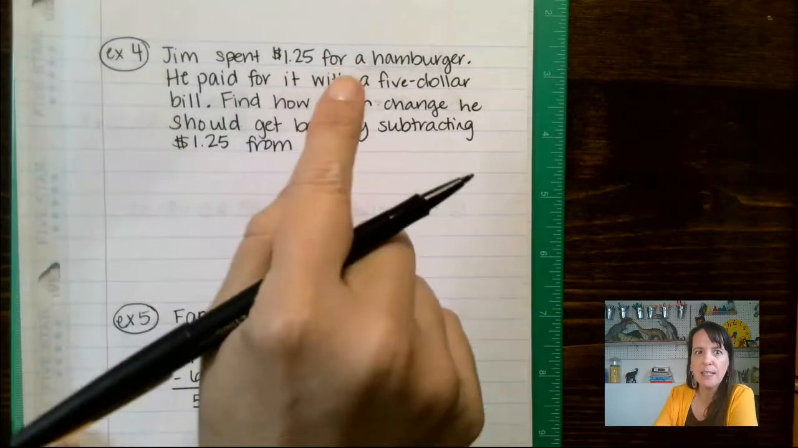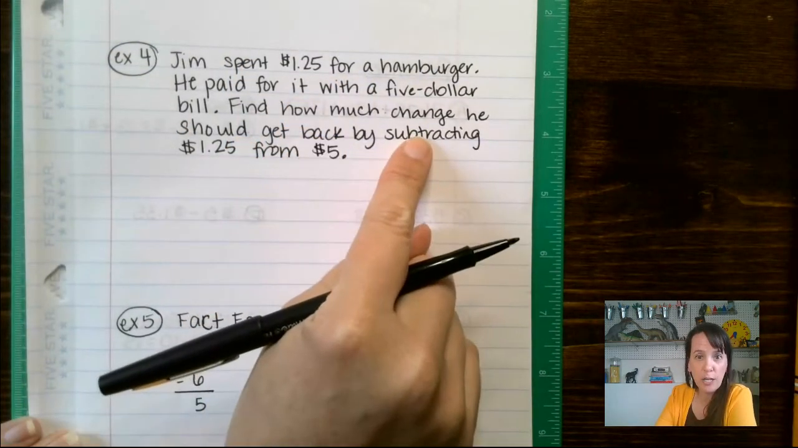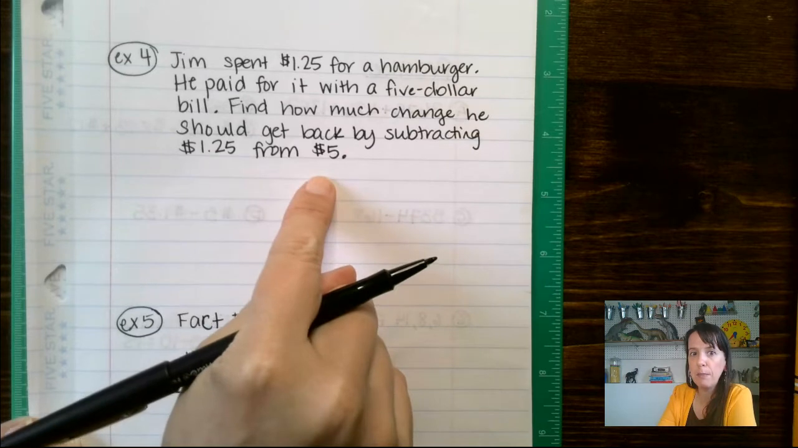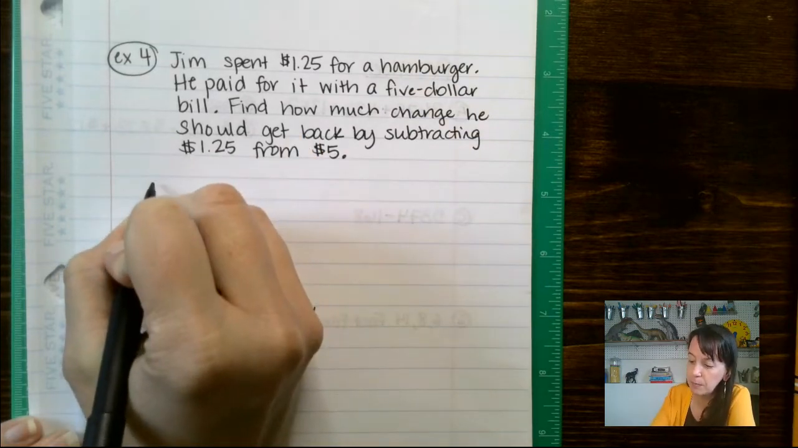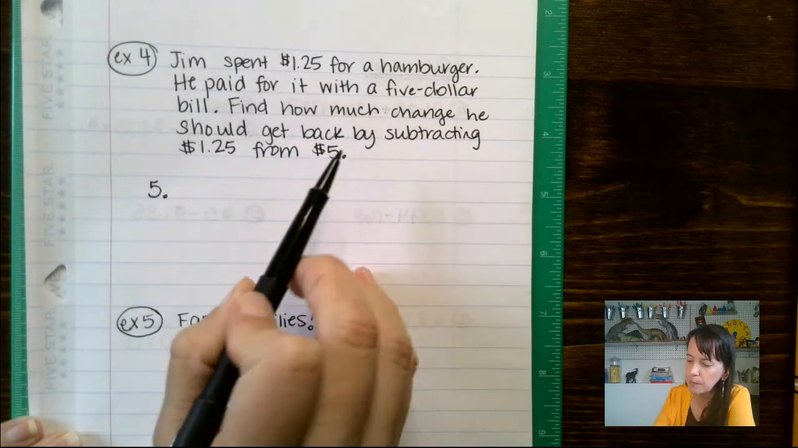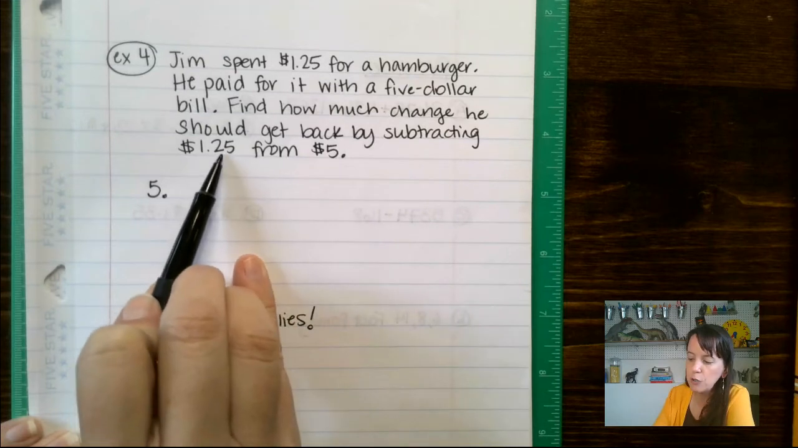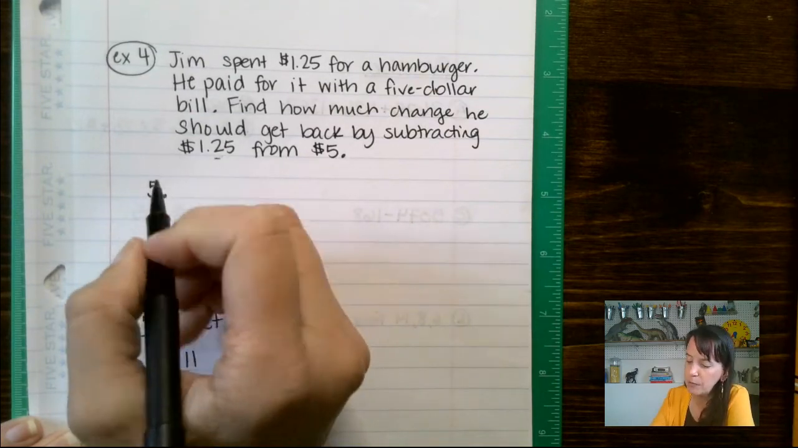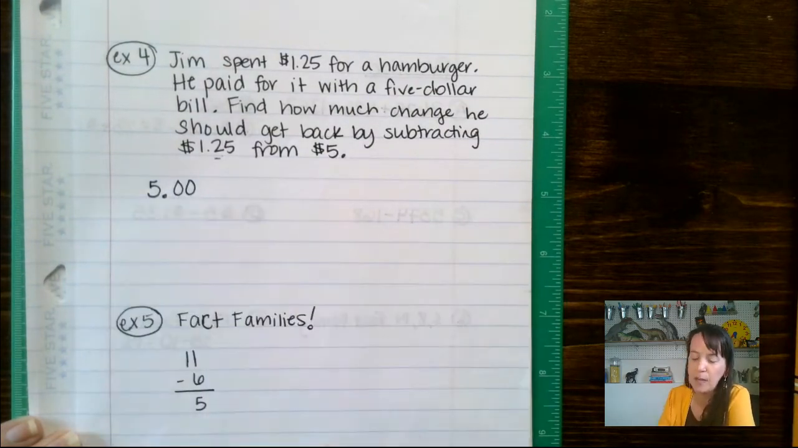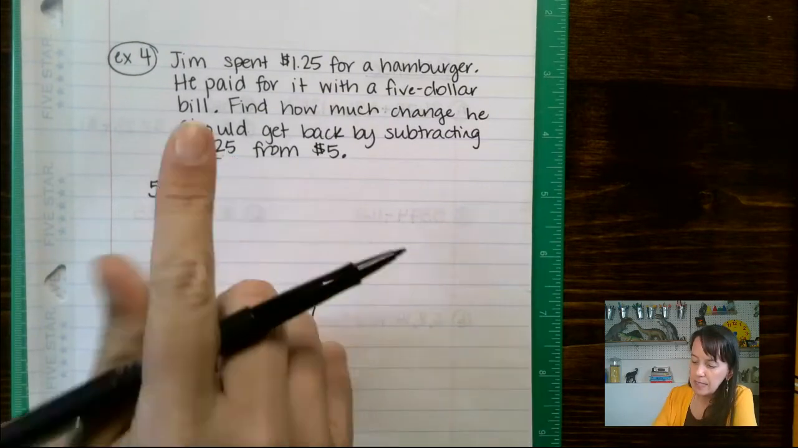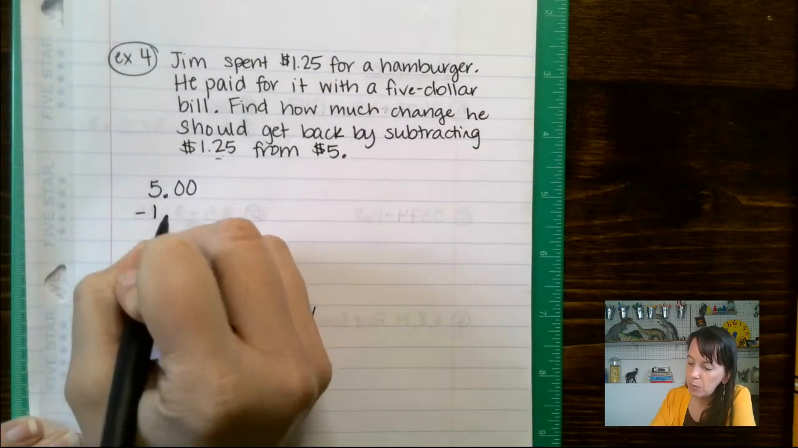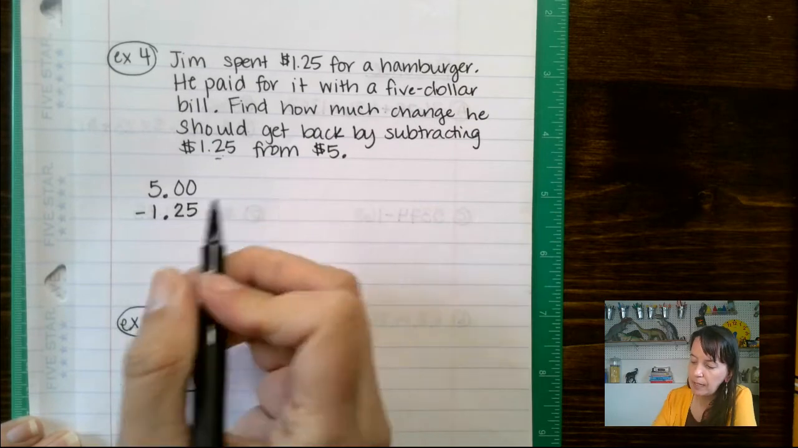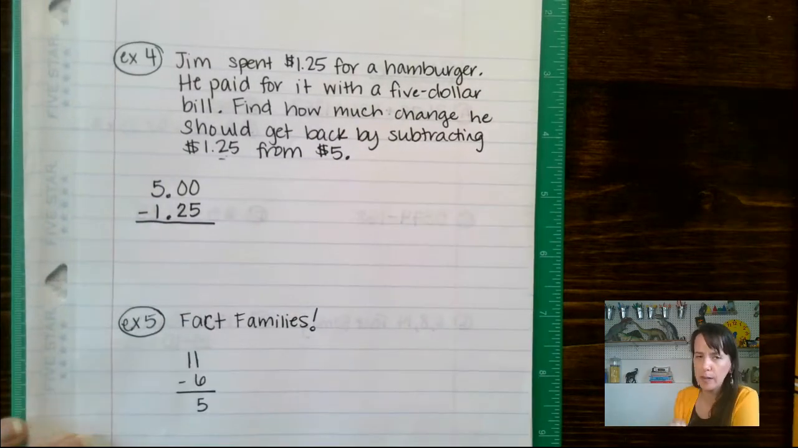The first one is we want to know how much change he gets by subtracting this from this. And I'm not going to tilt my paper sideways for this one because I just want to show you. Remember, this has 2 digits behind the decimal, so my $5 has to have 2 digits behind the decimal. I'm going to take this guy away. 1.25.